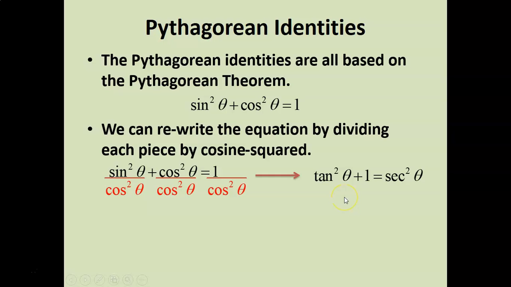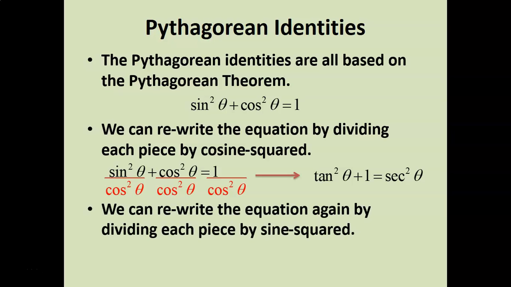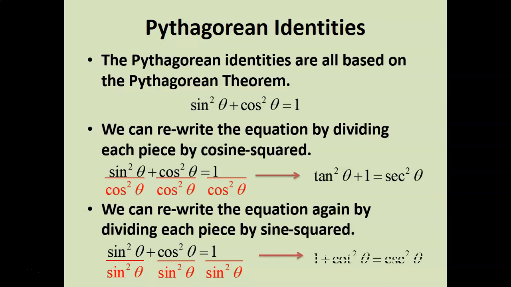So we have another version of the Pythagorean identity, and that is that tangent squared theta plus 1 is equal to secant squared theta. We can do the same thing by taking sine squared plus cosine squared equals 1, and dividing everything by sine squared instead of cosine squared. Well, what happens when we divide sine squared by sine squared? We're going to get 1. And then we have cosine squared divided by sine squared, which we should know by now is going to be cotangent squared based on the quotient identities we just talked about. And 1 divided by sine squared is going to be cosecant squared, as is given to us by the reciprocal identities.